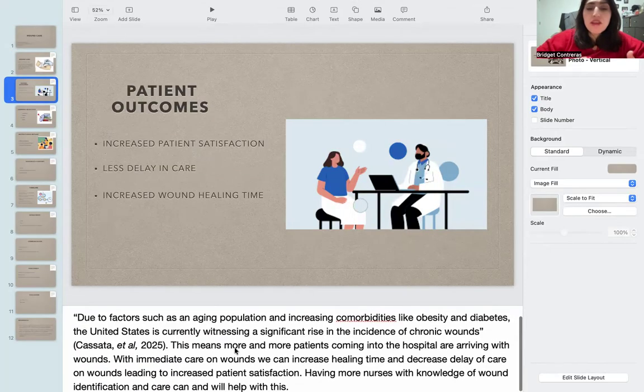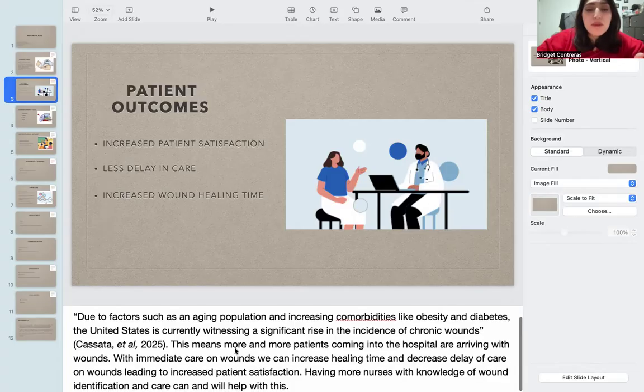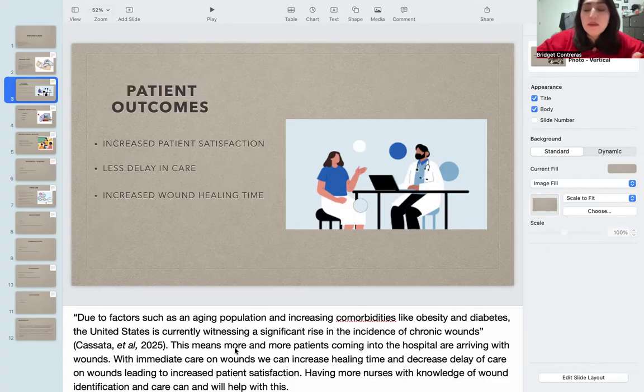Due to factors such as aging population and increasing comorbidities like obesity and diabetes, the United States is currently witnessing a significant rise in the incidence of chronic wounds. Quote by Casada et al., year 2025. This means more and more patients coming into the hospital are arriving with wounds. With immediate care on wounds, we can increase healing time and decrease delay of care on wounds, leading to increased patient satisfaction. Having more nurses with knowledge of wound identification and care can and will help with this.